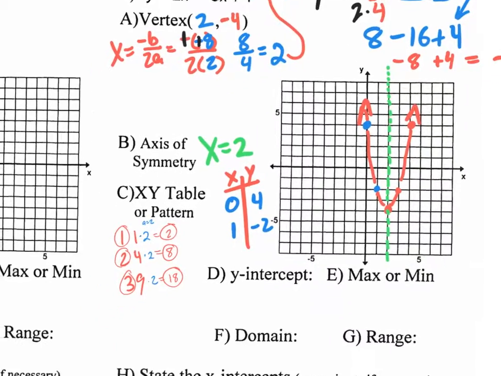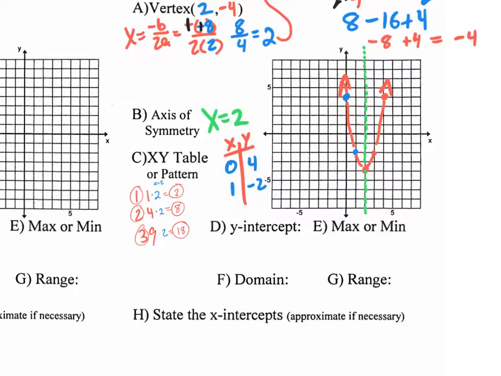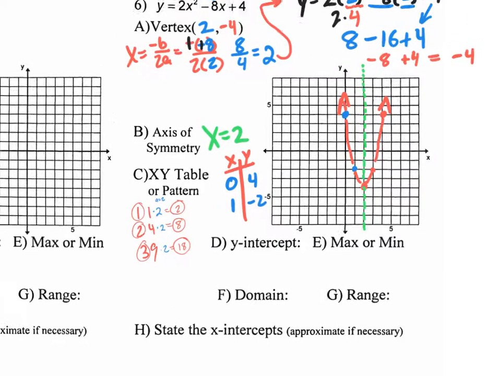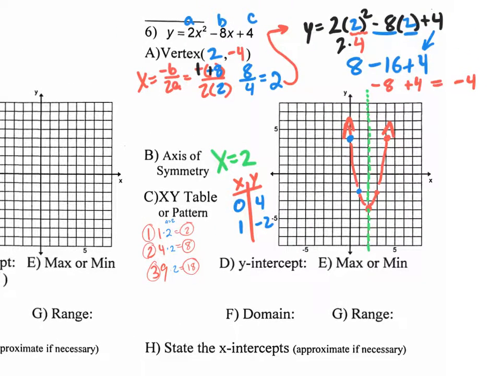Let's answer anything else. The Y-intercept. What's the Y-intercept? That's the C value, right? When you set x equal to 0. So the Y-intercept is what? 4. Let's say 0, 4, because that'll give us the exact location.